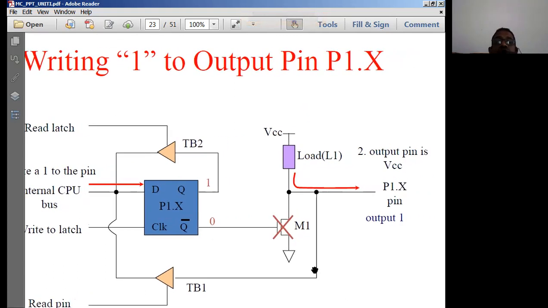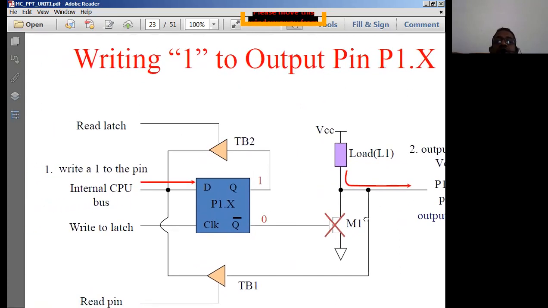So if this transistor is in the off condition, what will happen? This VCC is simply connected to the output load. The maximum VCC is nothing but 1 for us. So that means this 1 is connected to the output port. In order to have this, you compulsorily have to write a 1 to the pin.